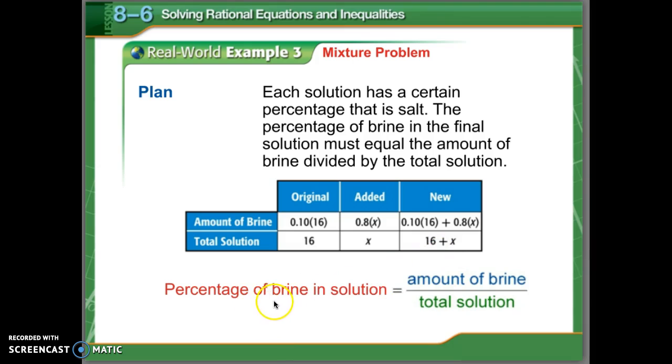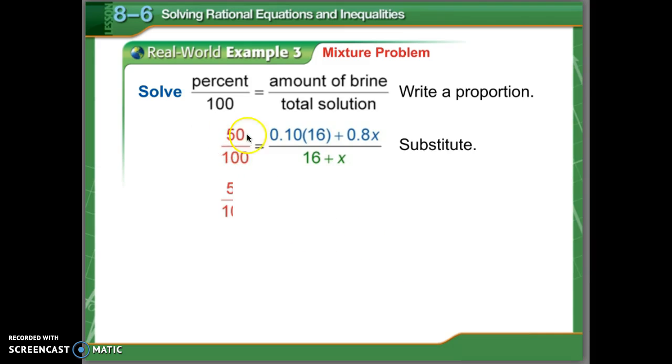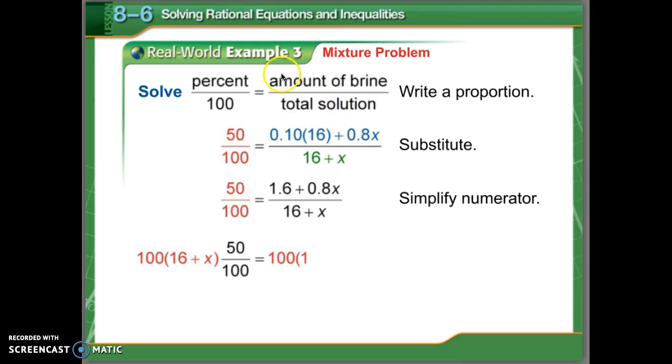So to find the percentage of brine in this new solution, we need to take the amount of brine divided by the total amount of solution. So we're just going to take this expression and divide it by that expression. We're going to set this fraction equal to 50% because we want the final solution to be 50% brine. So simplifying the top, we get 1.6 plus 0.8x equals 16 plus x.